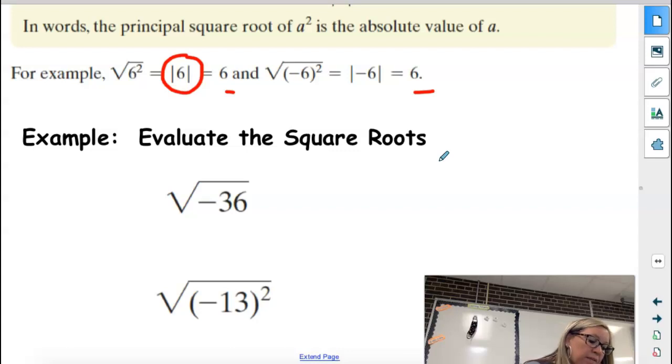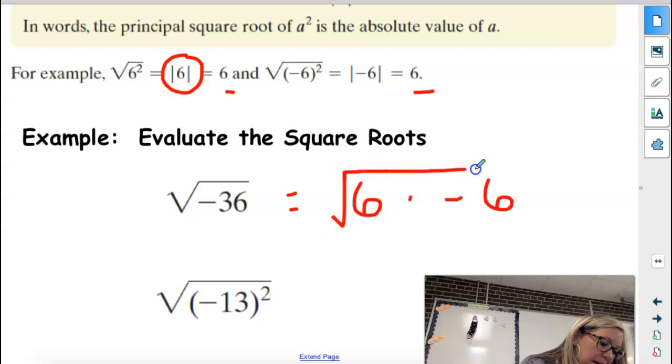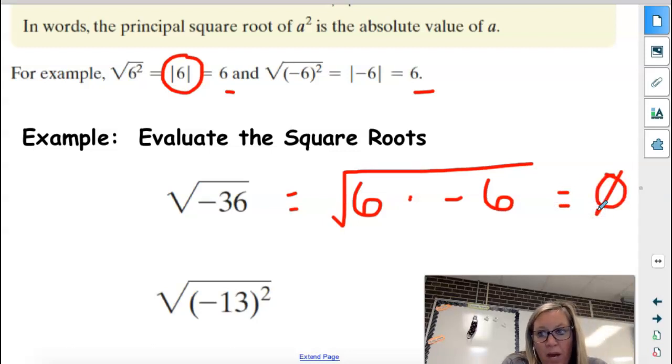The square root of negative 36 is not possible. It's actually considered an imaginary number. And the reason why is you can't take 6 times a negative 6 and get a positive 36. This breaks down to a positive 6 times a negative 6. And that's not a perfect square. So at this point, we cannot simplify it, so we'll just leave that. Later on, we'll talk about those imaginary numbers.